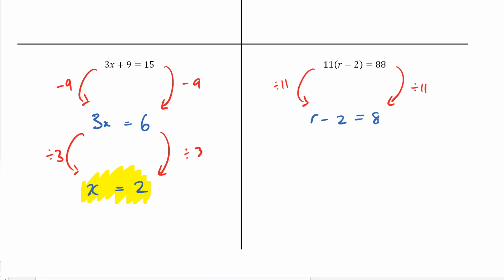And then the last thing that I do is I plus 2 to both sides. And that means I'm going to get r is equal to 8 plus 2 is 10. R is equal to 10.